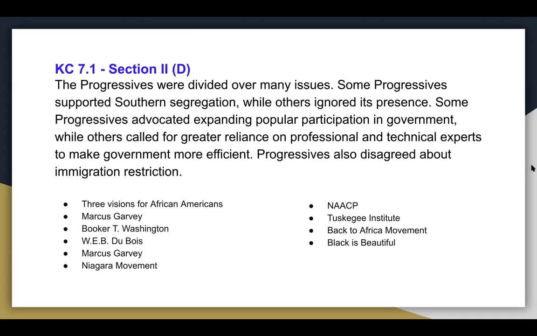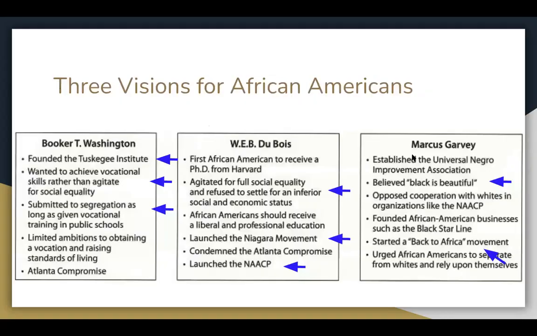Here's the point. Progressives were divided over many issues. Please don't ever say all progressives wanted the national parks. All progressives wanted prohibition. All progressives wanted women to get the right to vote. Progressives were as divided as everybody's always divided. But the point is that they were divided also on the issue of what to do, if you will, the vision for African Americans. Now, having said that, there are essentially three visions.